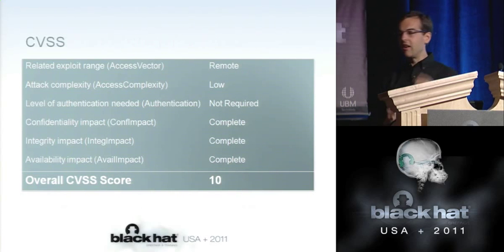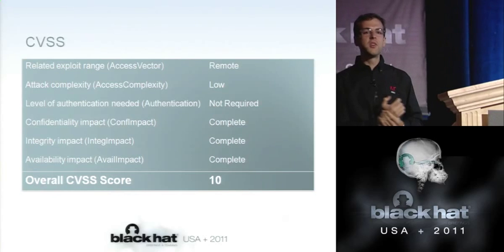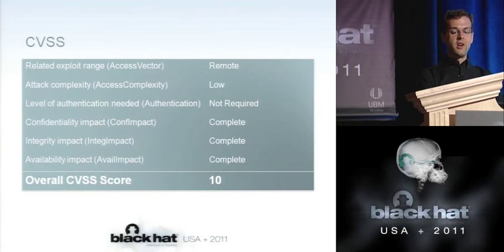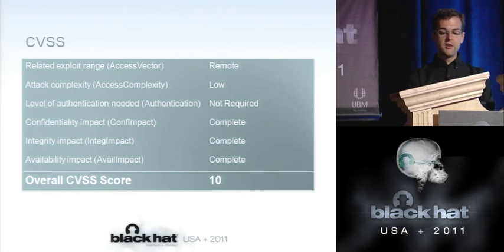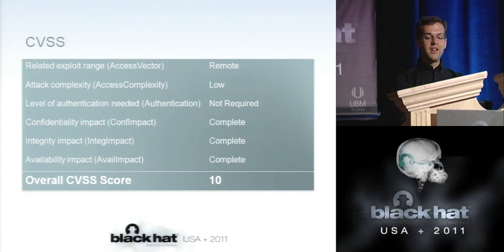But let's say, what if we were to put a CVSS to this? If we were to score this via CVSS, here's the formula. The related exploit range, well, I did it remotely. So remote. The attack complexity is ridiculously low. I didn't need auth to do this. I have a complete impact to confidentiality. I can read the entire machine. I have a complete impact to integrity. I can write anything on the machine. And I have a complete impact to availability. So I just killed the whole thing with a while one.